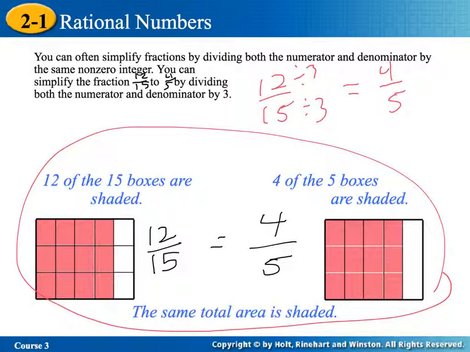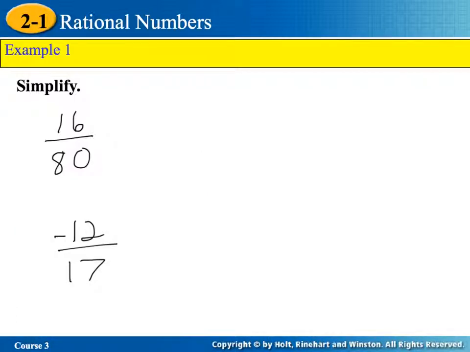All right? So let's try a couple problems. What I want you to do is think of a number that goes into both the numerator and the denominator, the top number and the bottom number evenly, to reduce them down as much as possible. So if we look at this, 16 over 80 and negative 12 over 17, I want to see if you can simplify them as much as possible. Pause and give it a shot.